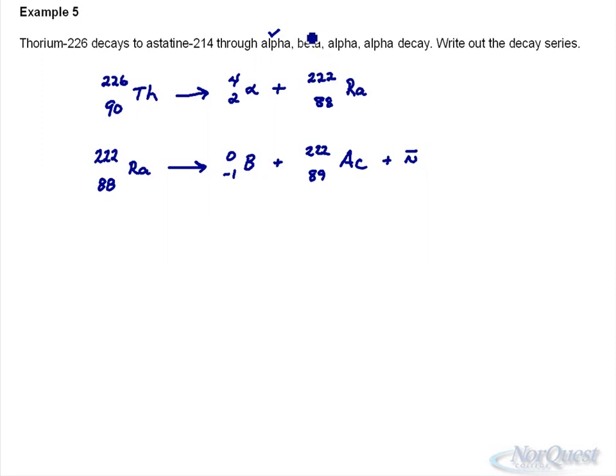Now we get an alpha. So 222, 89, actinium, alpha decay, 4,2 alpha. Again, balance should give us 218 and 87. So if you look up element 87 on the periodic table, that's francium, Fr. No neutrinos or antineutrinos with alpha decay.